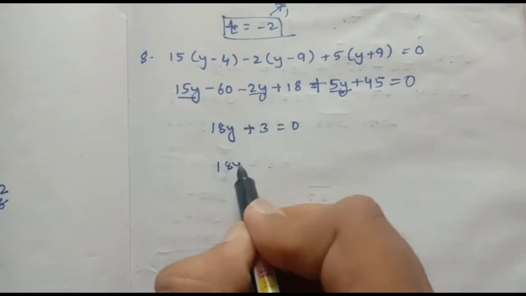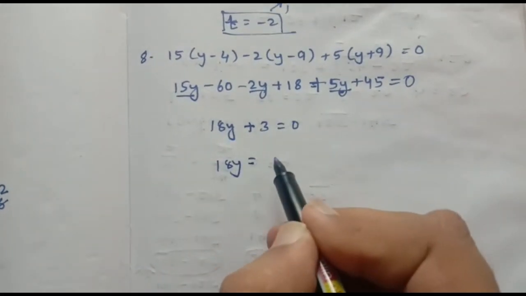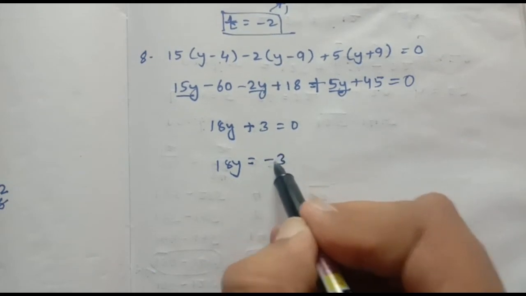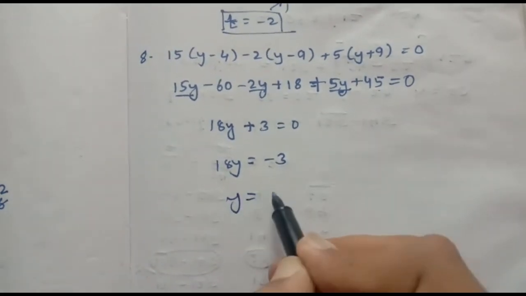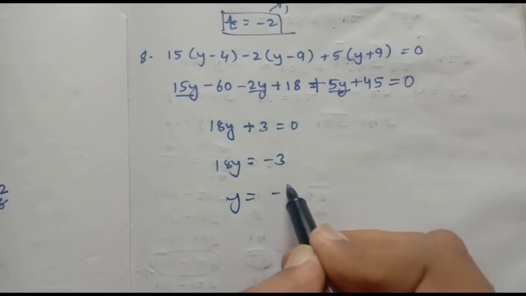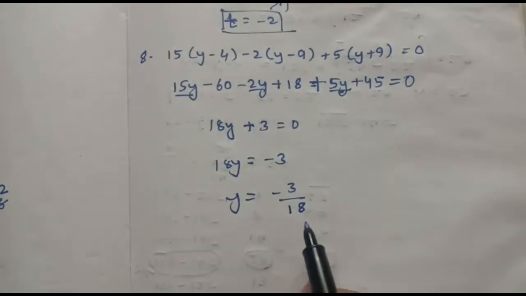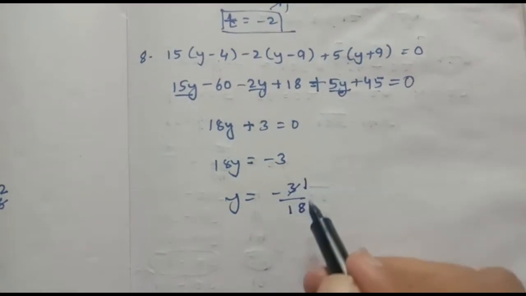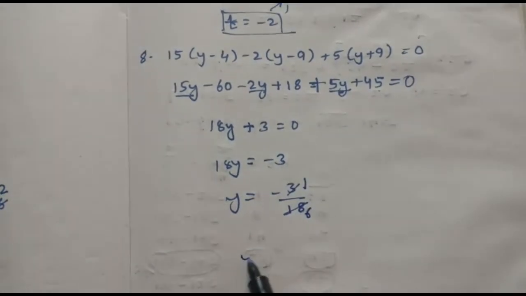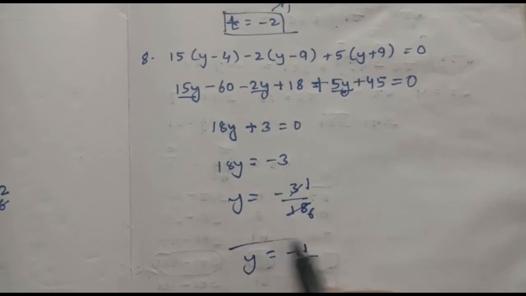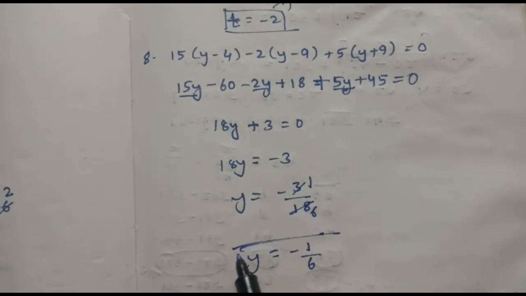Now 18y is equal to minus 3. Now y is equal to minus 3 divided by 18. Transfer 18 to right hand side, it will be in denominator. 3 ones are 3, 3 sixes are 18. y is equal to minus 1 divided by 6 is the answer.